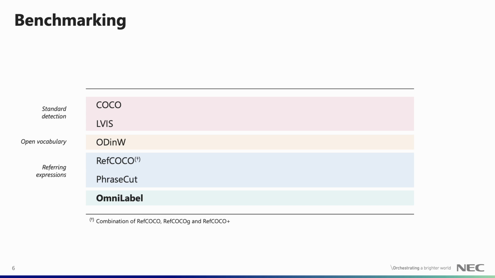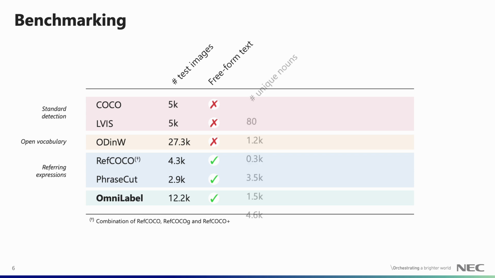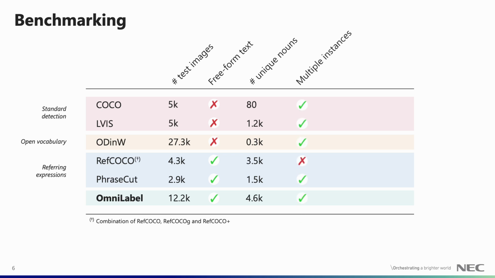Now let's compare the OmniLabel benchmark to existing ones. Let's start with a simple feature. We have a sizable number of test images. And although the object detection in the wild benchmark has more images, it does not provide free-form text to describe objects. The descriptions of our benchmark are diverse, with around 4.6 thousand unique nouns. OmniLabel annotates multiple instances per object description, just like in standard object detection, but this is not a common feature in referring expression datasets. And finally, one key contribution of our dataset are negative descriptions, which are also standard in detection benchmarks, but are not in referring expression datasets.